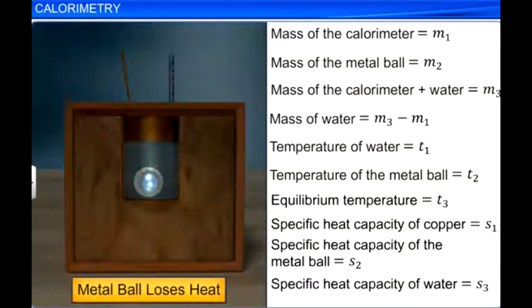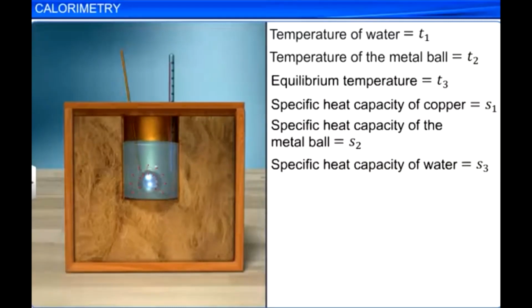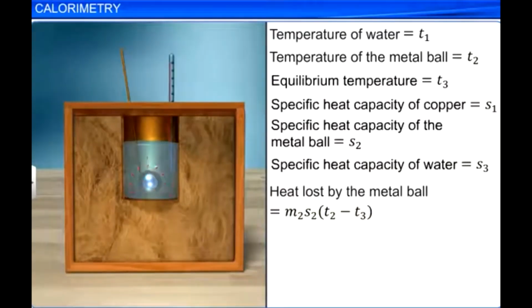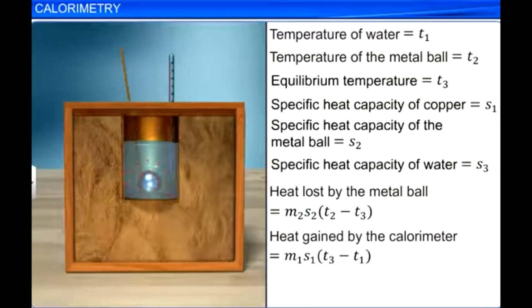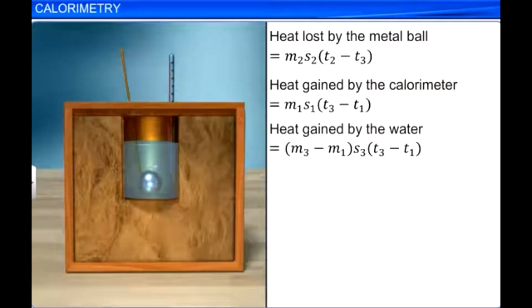Here, heat is lost by the hot metal ball and gained by the cold calorimeter and water. Heat lost by the metal ball is equal to m2 into S2 into (T2 minus T3). Heat gained by the calorimeter is equal to m1 into S1 into (T3 minus T1). Heat gained by the water is equal to (m3 minus m1) into S3 into (T3 minus T1).